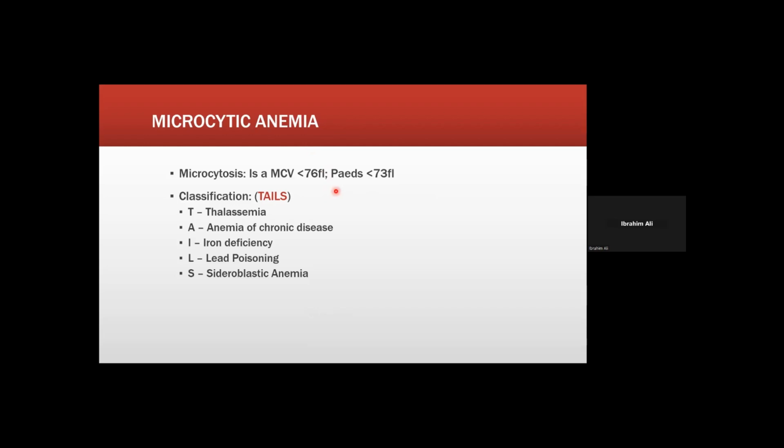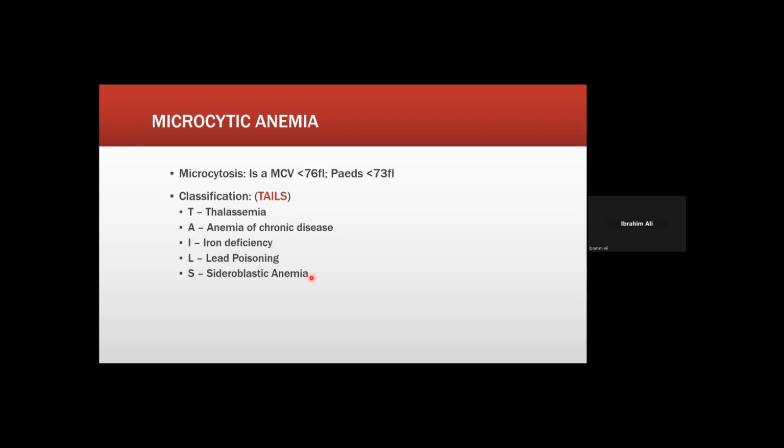So when you see the patient has microcytosis, it is when the MCV is less than 76 femtoliters. That is for adults. But for peds, the range is a bit lower, when it is below 73 femtoliters. For the examples of microcytic anemia, I like to use the mnemonic TAILS. T is for thalassemia, A is anemia of chronic disease, I is iron deficiency anemia, L is lead poisoning, and S is sideroblastic anemia.